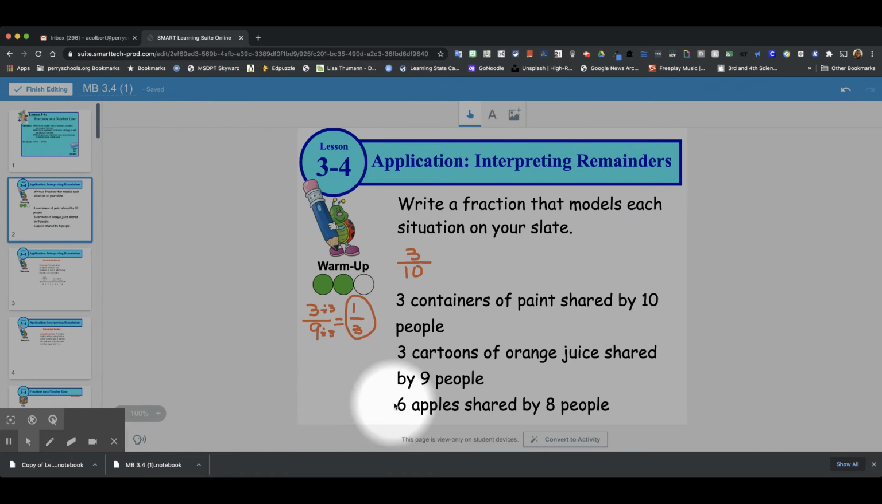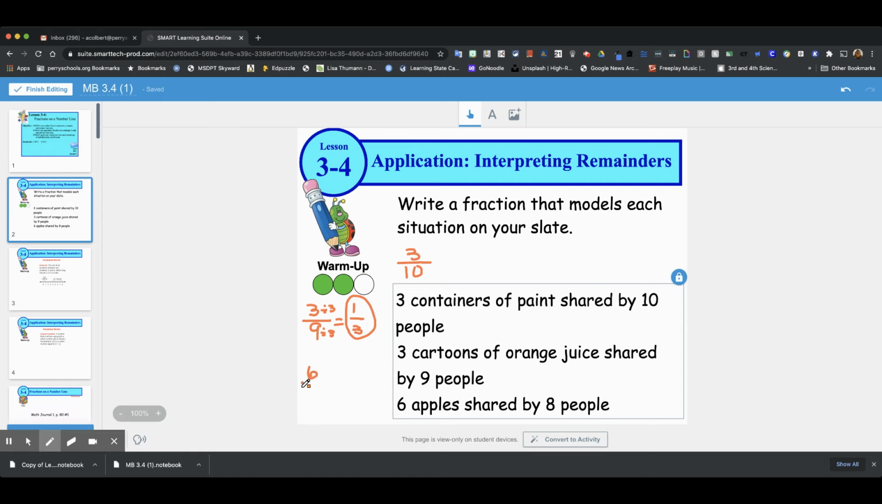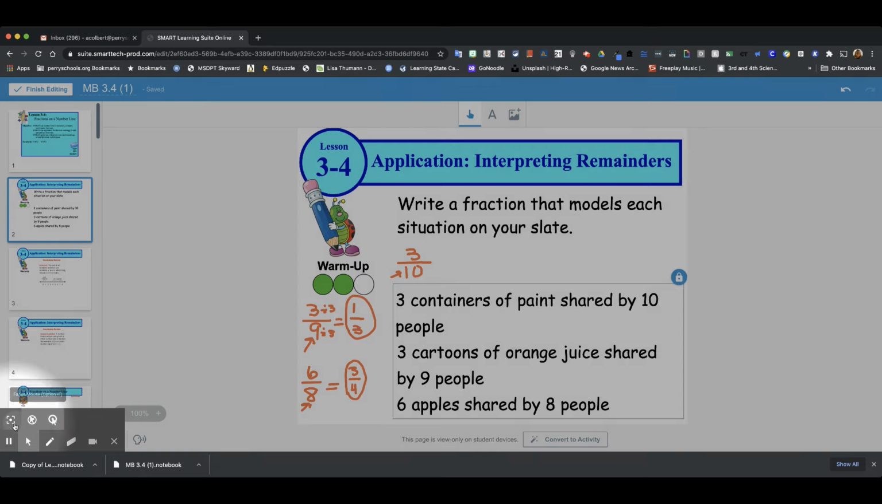And the third one, 6 apples shared by 8 people. 6 shared by 8. Hopefully you got 6 shared by 8. And again, just like the other one, we can reduce. I see they're both multiples of 2. So 6 divided by 2 is 3. 8 divided by 2 is 4. So 3/4 would be our reduced fraction. But 3/9, 6/8, and 3/10, those are the numbers that we're really looking for. If you got these, bonus to you.